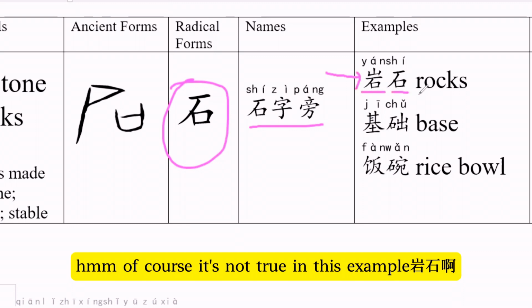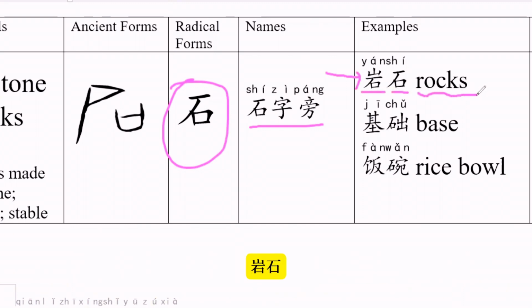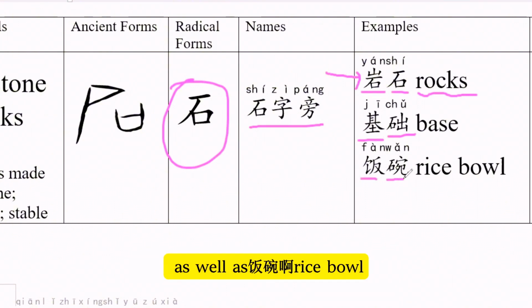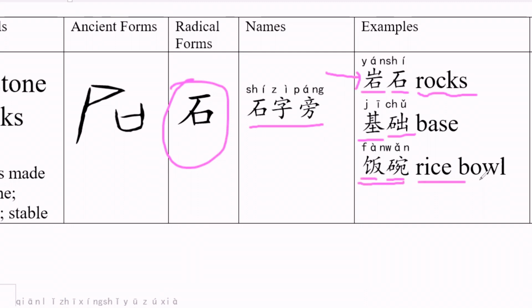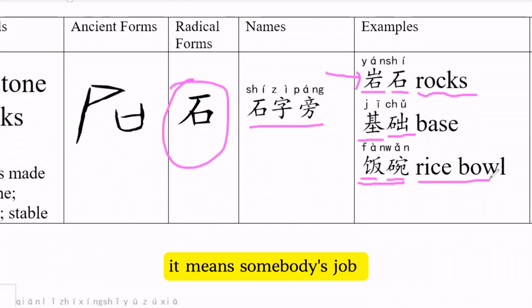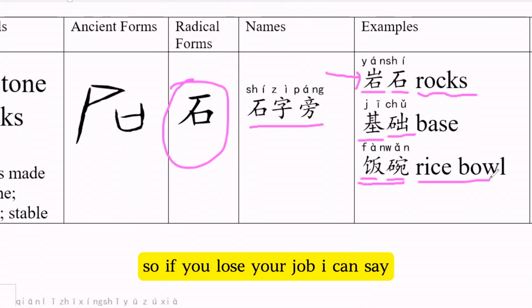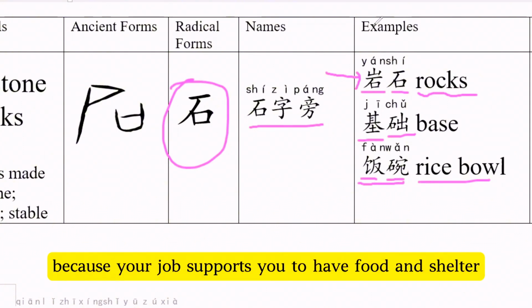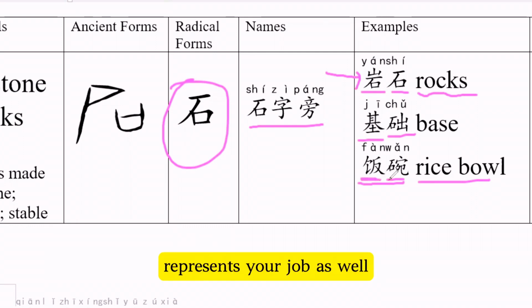岩石 for rocks. Okay, 岩石 or 基础, but in 基础 you see the 石 is on the left side, as well as 饭碗, rice bowl. Rice bowl also has cultural significance. It means somebody's job. So if you lose your job, I can say 我丢了饭碗, because your job supports you to have food and shelter, right? So 饭碗 represents your job as well.